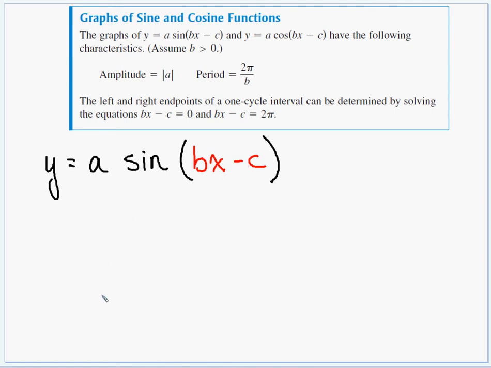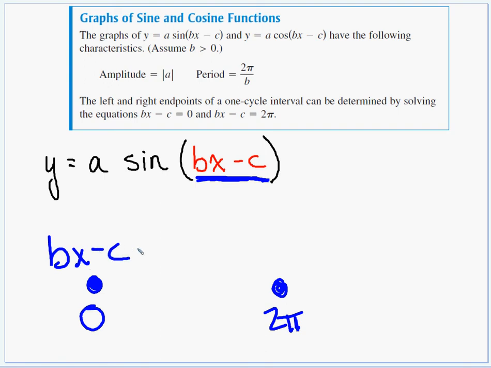Now, remember, sine started at the origin at 0, and it ended at 2 pi. Those are the old beginning points. To find the new beginning points, you set what's in the parenthesis, bx minus c, equal to 0, and you get your new start point. And you can also do bx minus c equal to 2 pi to get your ending point.